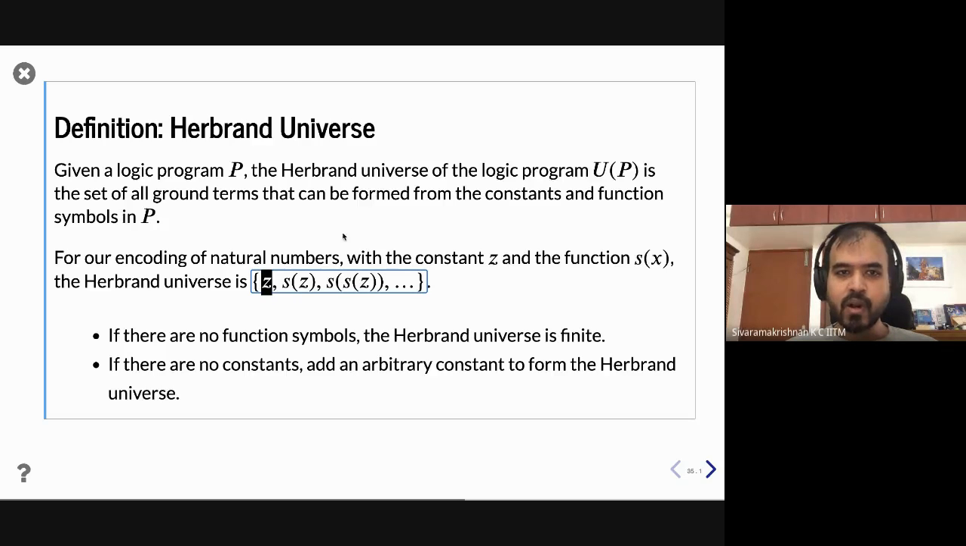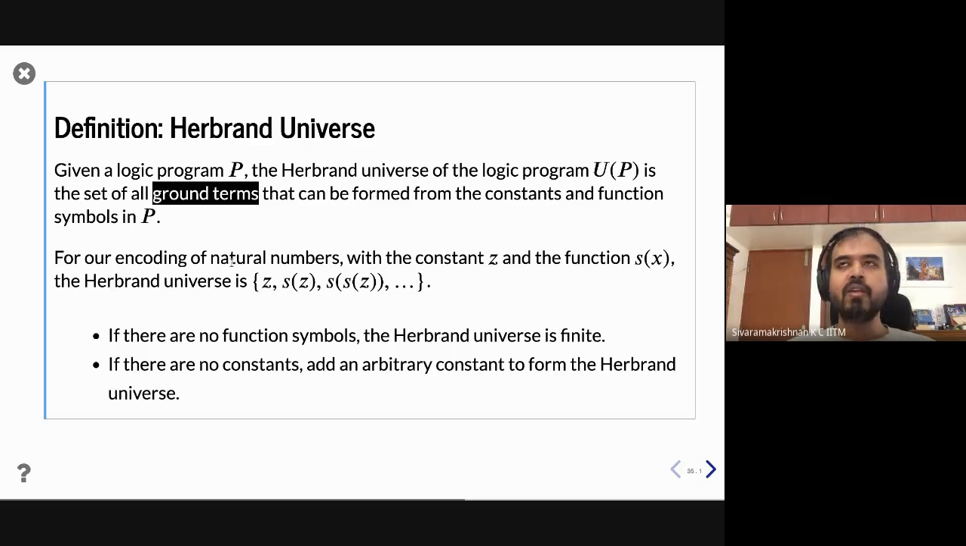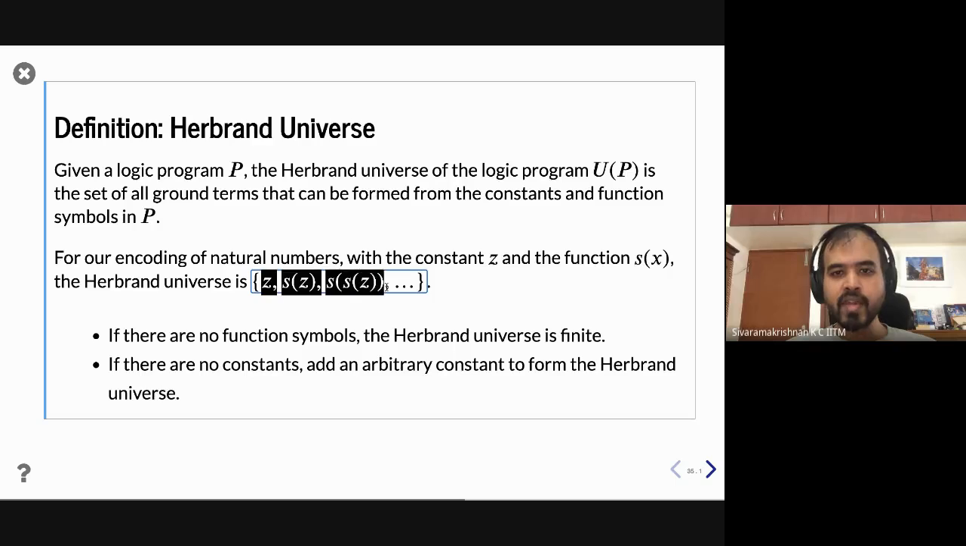Again, I should define what a ground term is. A ground term is one which does not have any variables. So we have s of x here where x is a variable, and there are no variables here. Everything is a constant or a function applied to a term which is also recursively either a function or a constant. There appear to be no variables here, right? Okay, so that's the Herbrand universe.